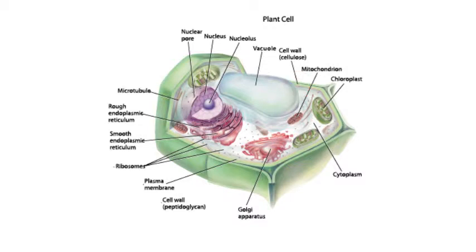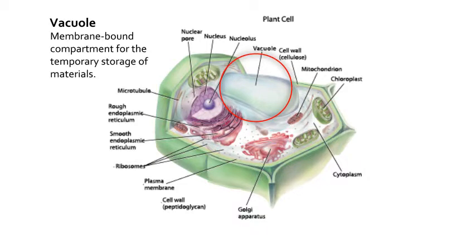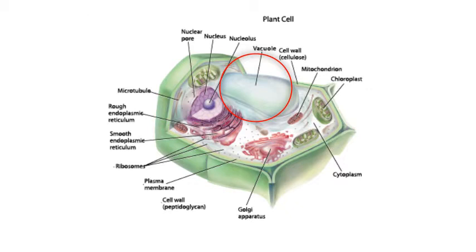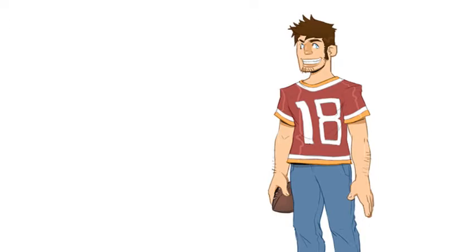Plant cells contain chloroplasts. They are double membrane organelles that contain chlorophyll that captures light energy and undergoes photosynthesis. A vacuole is a membrane-bound compartment for the temporary storage of materials. This organelle can be found in both plant and animal cells, but is more commonly found in plant cells. So you see, there are only two types of cells, but the differences between them are significant.